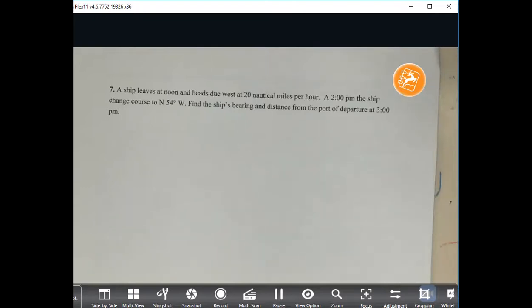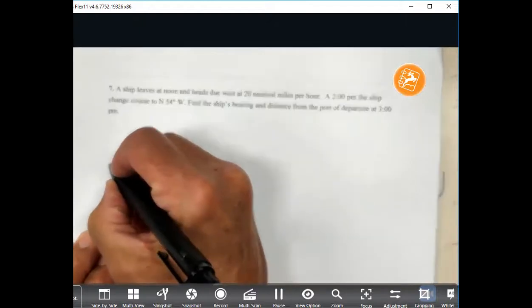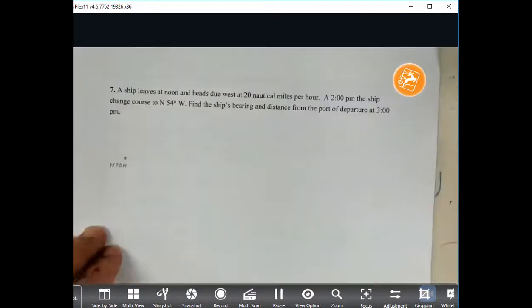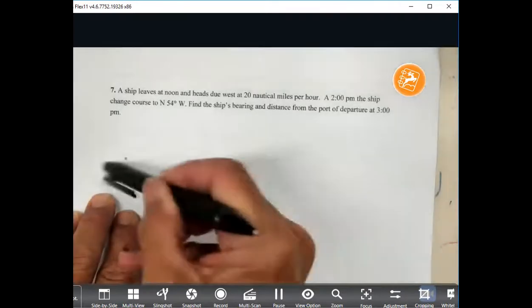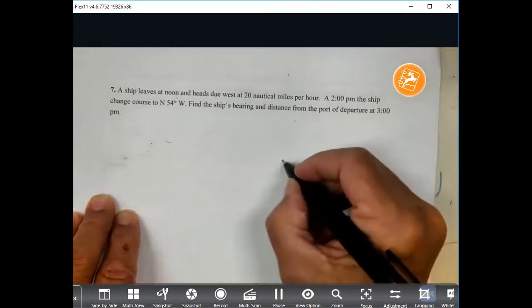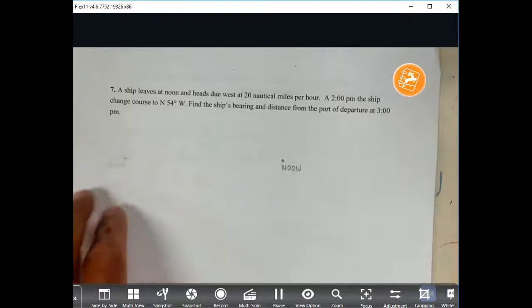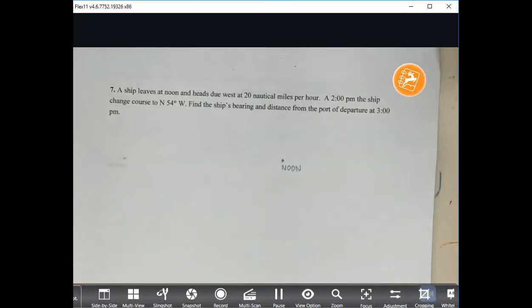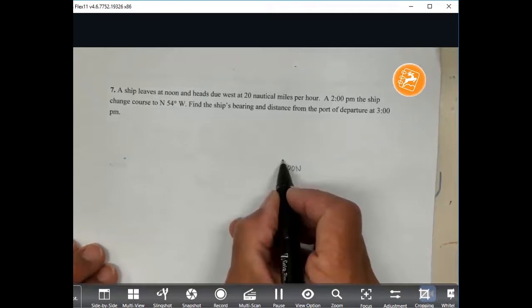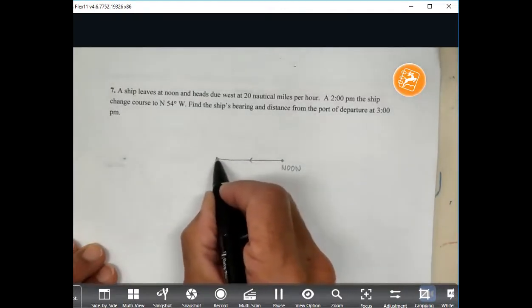Well, let's see if I know how to draw this. Here is the ship at noon. Heads due west. Oh, damn ship, I wanted you to go east. Okay, let's move the ship over so I got room to let him go west. There's my ship at noon. Heads due west at 20 nautical miles per hour. Due west. So here we go. That's 1 hour.